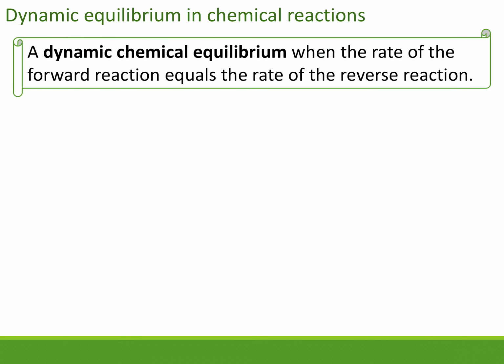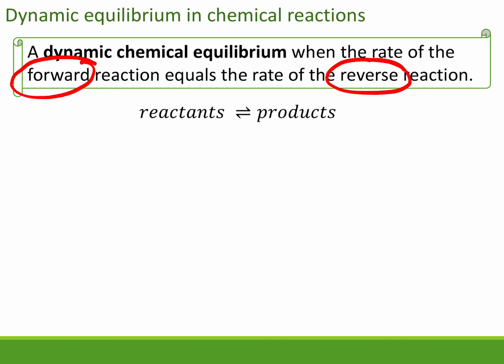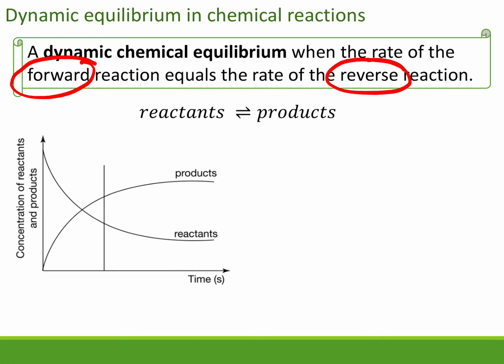So now we're looking at the rate of the forward reaction and the rate of the reverse reaction. So we've got to actually have a chemical reaction. So we've got things changing. Reactants become products, products become reactants. Okay? Look at the graph. Now this line, unfortunately, shouldn't really be there. It should probably be about here.